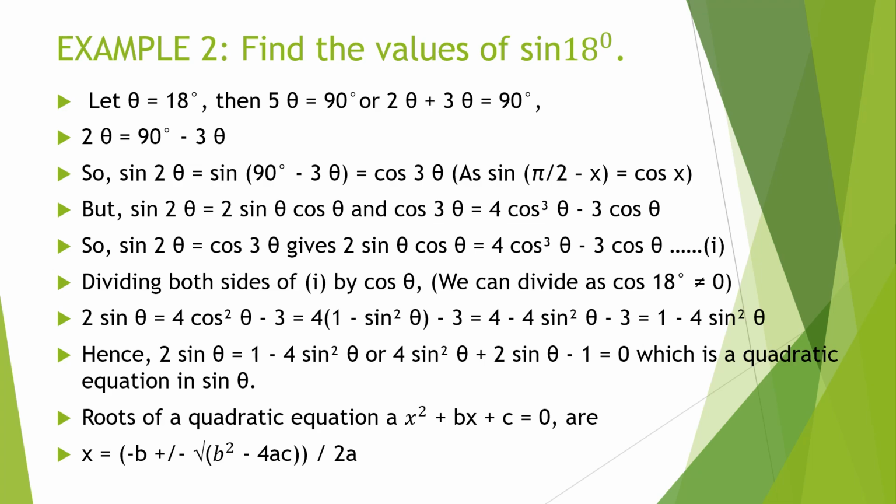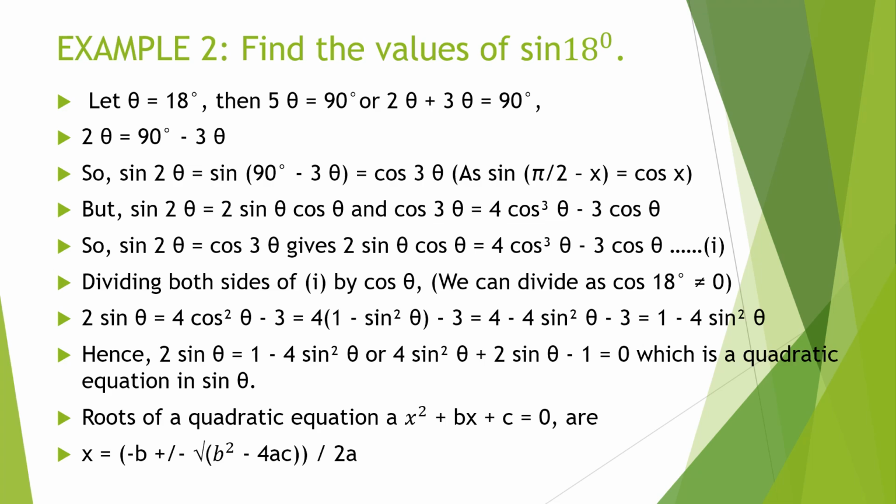Taking sine on both the sides, sine 2 theta is equal to sine of 90 degrees minus 3 theta. But we know 90 degrees means pi by 2, so sine of pi by 2 minus x. Again remember, when you have pi by 2 the function changes. If you have pi, it doesn't change. Sine of pi by 2 minus x is cos x. So sine of 90 degrees minus 3 theta is nothing but cos of 3 theta.